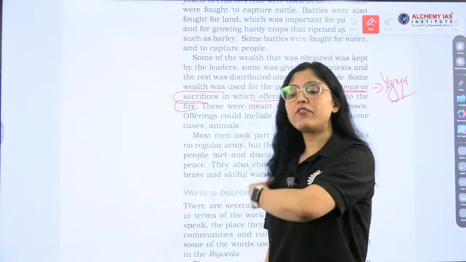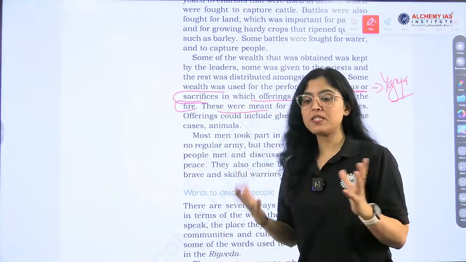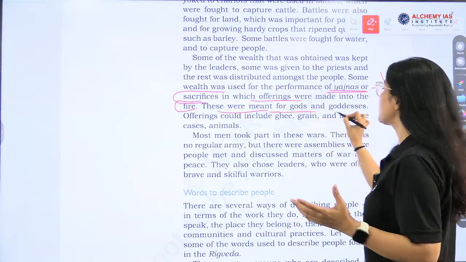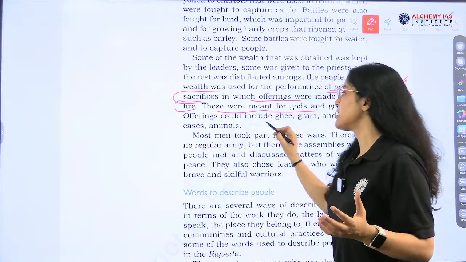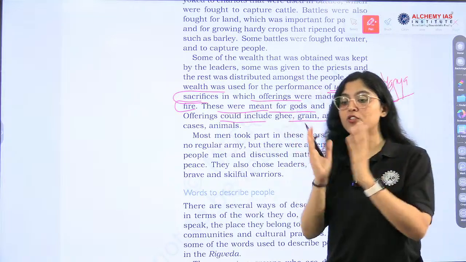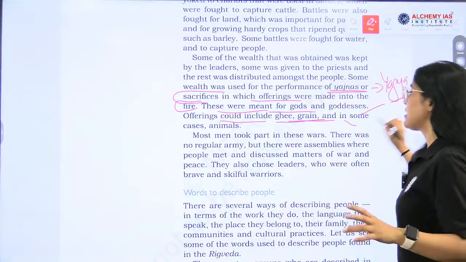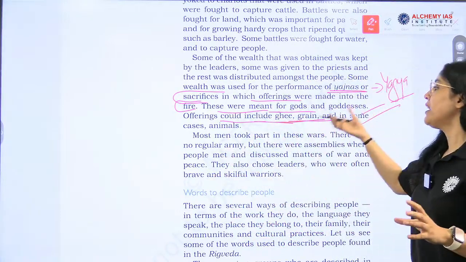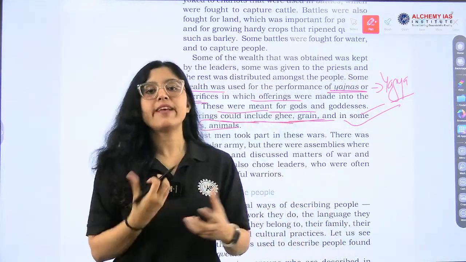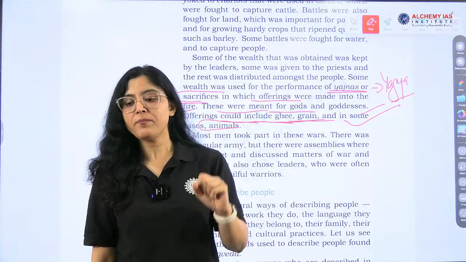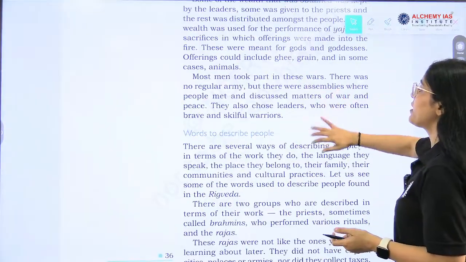Okay, we are covering Rig Vedic age, right? And we'll be dealing with all the questions, all the important statements that might come in the examination. These sacrifices were meant for gods and goddesses. Now it is also telling us about the offerings, what things were there in the offering, right? So what were the materials that were used? Ghee, grain and in some cases animals, right? So we know many yagnas, sacrifices that were during that time, right? Tell me the name of the yagnas during later Vedic period and Rig Vedic period.